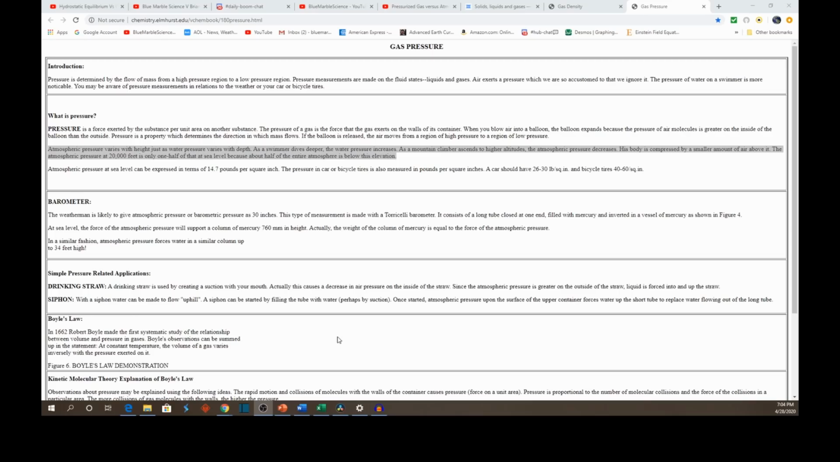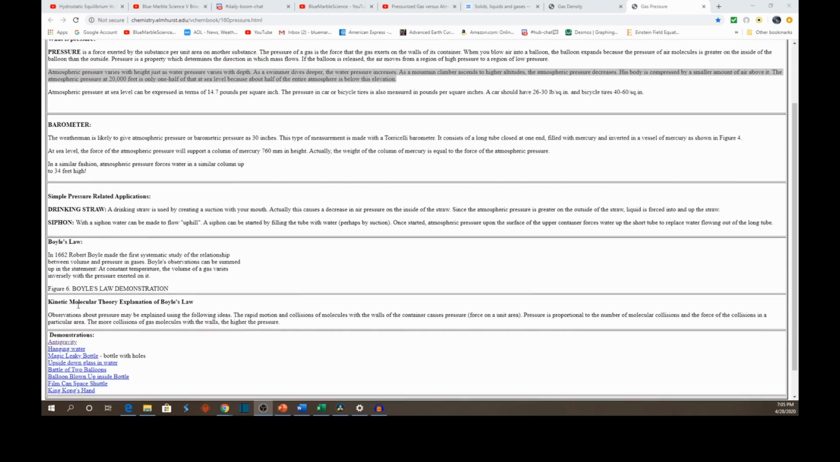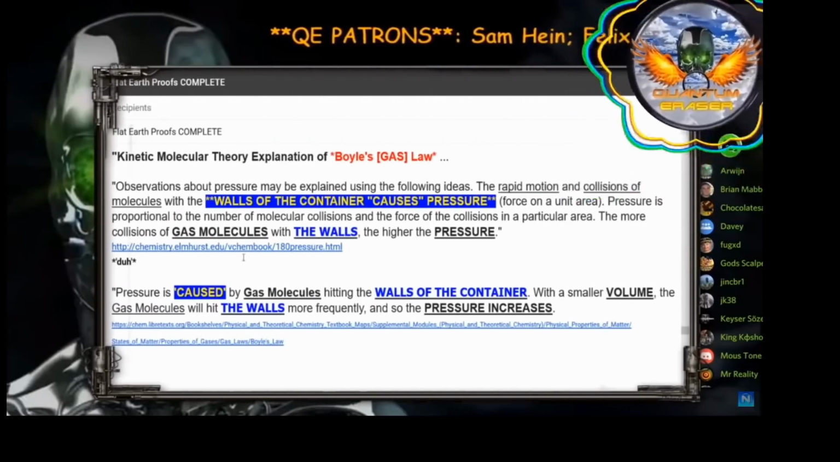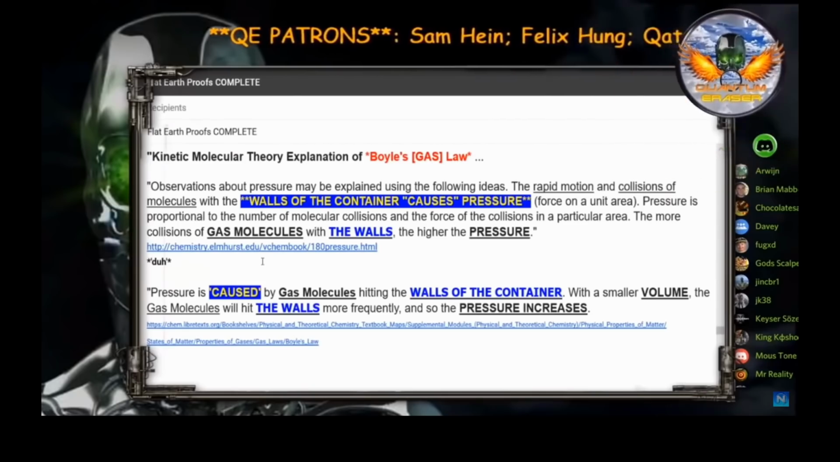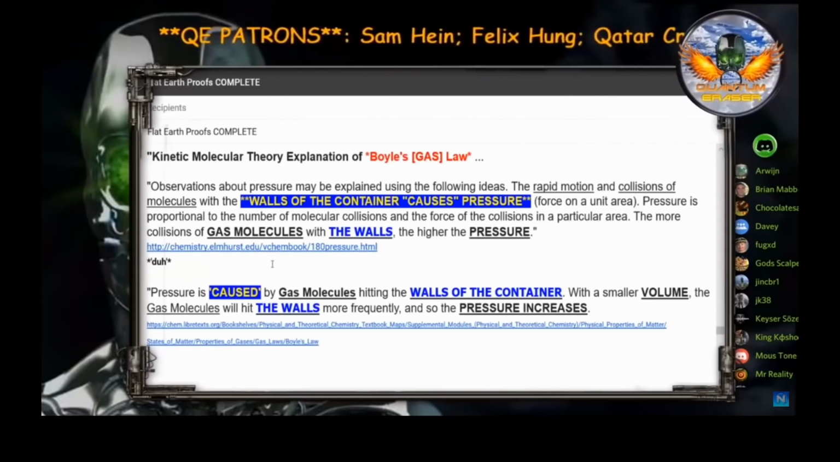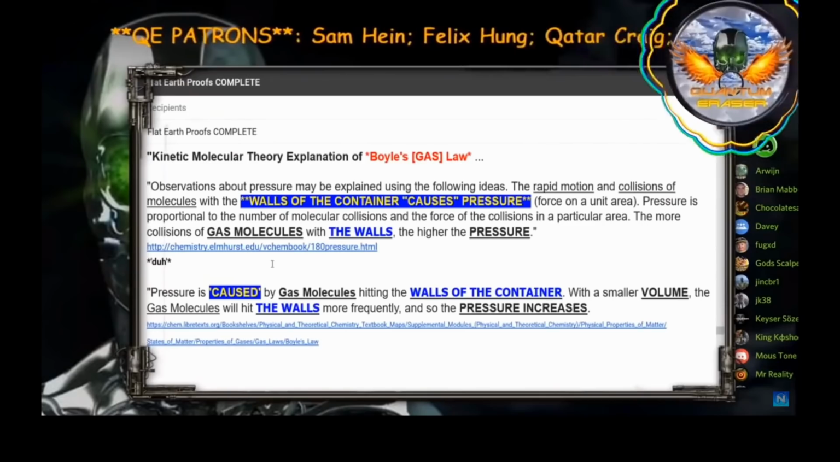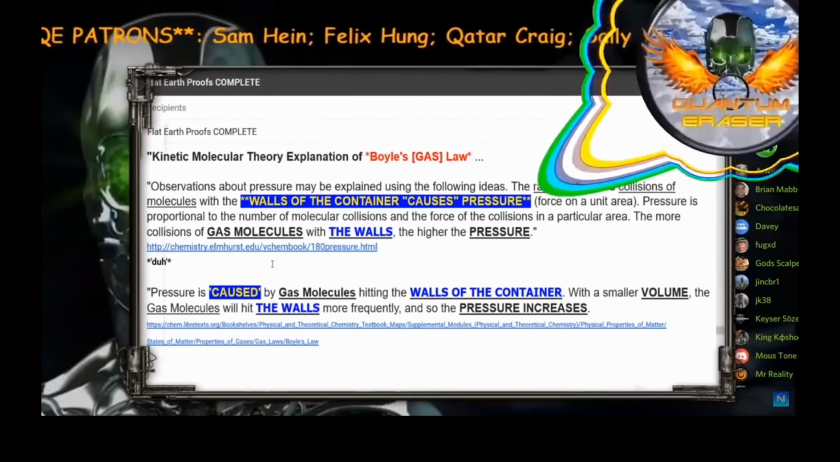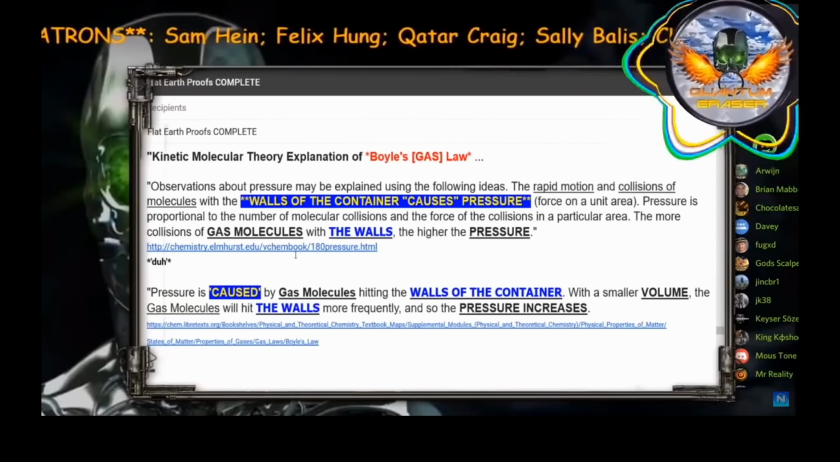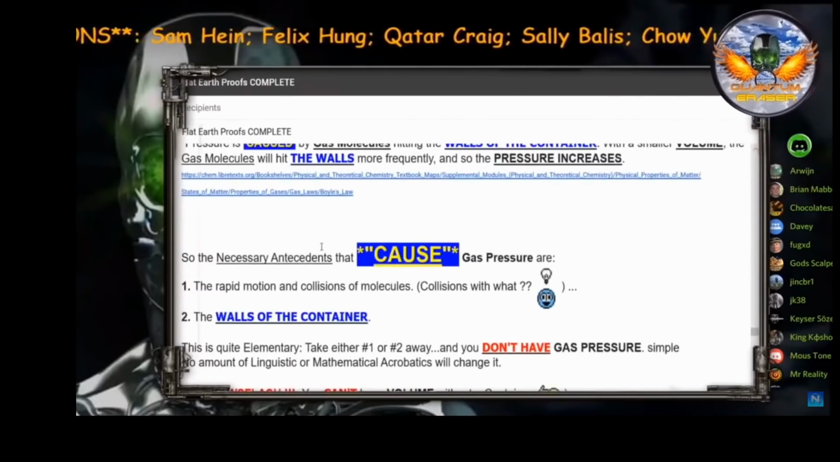That's the same citation from Elmhurst University. This time you whistled past the atmospheric pressure description and skipped down to kinetic molecular theory and the explanation of Boyle's law. And for Ken Lieber text, pressure is caused, again, by gas molecules hitting what? The walls of the container. With a smaller volume, the gas molecules will hit the walls more frequently, and so the pressure increases.